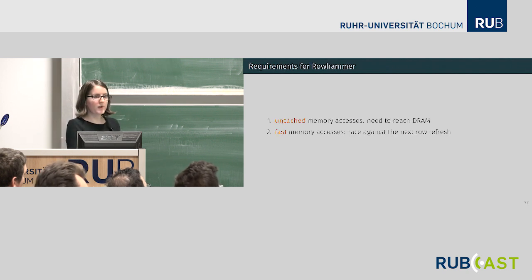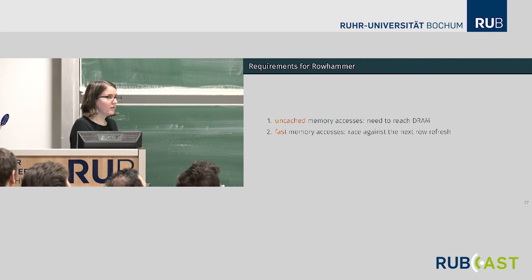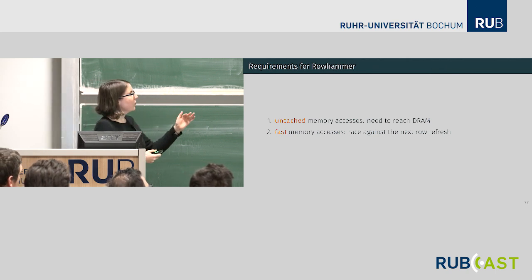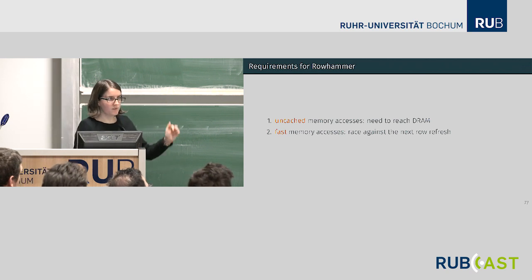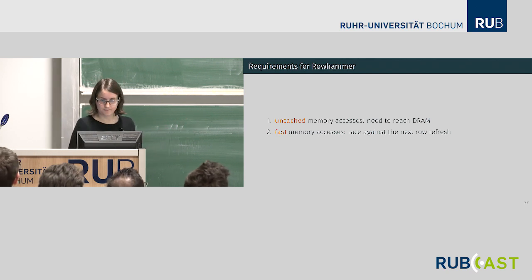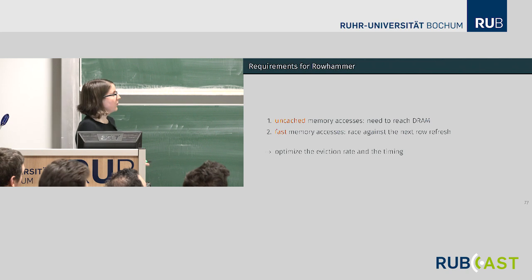So we have two important requirements for rowhammer. First, it really has to be uncached memory accesses, so it needs to reach the DRAM. It also really needs to be fast, because this is actually a physical problem. The idea is that you want to perform several accesses so that the cells are discharged, and you want to do that before the next row refresh. So if you're too slow, you won't have any bit flip. So basically, you want to optimize both the eviction rate and the timing.